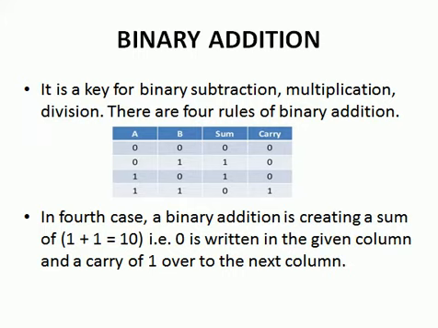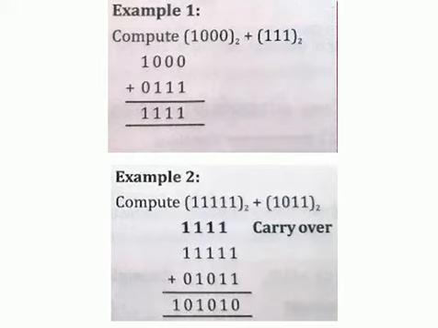Now I am taking an example. We are dealing with the next example. First, it is a simple example. You do not need to carry: 1 0 0 0 plus 0 1 1 1. It is simple. You have 0 plus 1 is 1, 0 plus 1 is 1, 0 plus 1 is 1, and 1 plus 0 is 1. Now come to another example. I have taken these two examples from your book. You can find these examples in your book also.